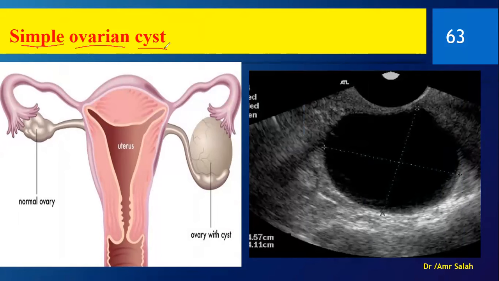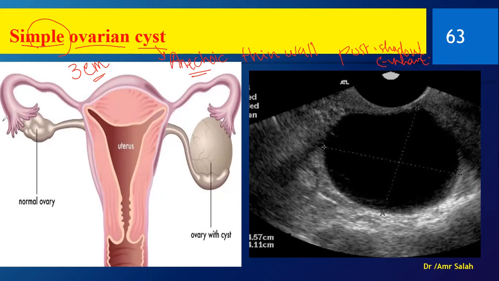Simple ovarian cyst. Cyst means that this is an anechoic structure. And being a cyst, it has a thin wall. Being a cyst, anechoic, and having a thin wall, it has posterior enhancement. Okay, so this is cyst. Ovarian reminds us that it is more than 3 centimeters. It is not functional. If it exceeds 3 centimeters, this is the cutoff, then yeah, this is an ovarian cyst. Simple means that we have certain criteria.